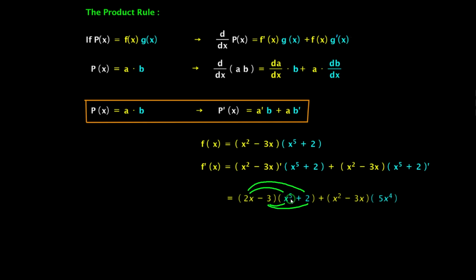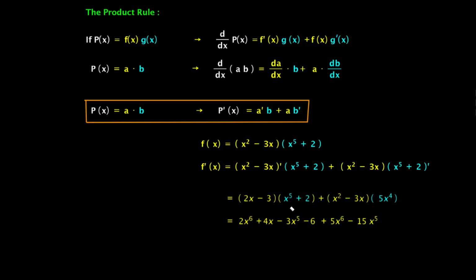So it's going to be 2x times x to the 5, which is 2x to the power of 1 plus 5, 6. 2x times 2 is 4x. Negative 3 times x to the 5 is negative 3x to the 5. Negative 3 times the positive 2 is negative 6. 5x to the 4 with x to the power of 2, all positive, is 5x to the power of 2 plus 4, 6. These two values get multiplied, so negative 3 and 5 is negative 15, and it's going to be x to the power 1 plus 4, 5.